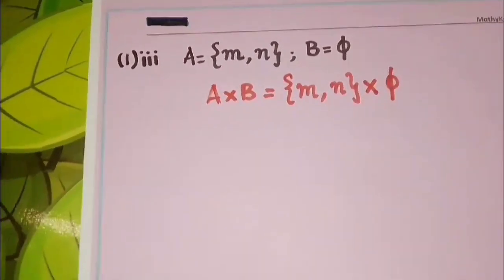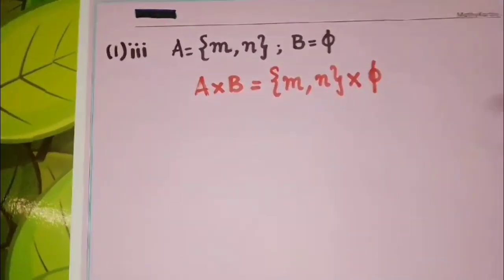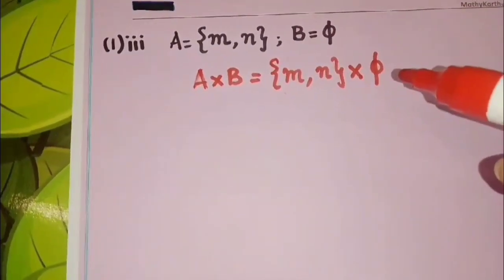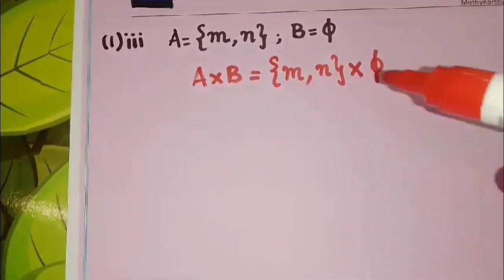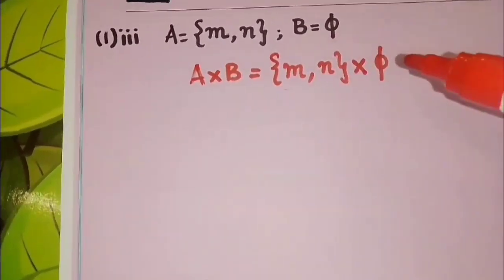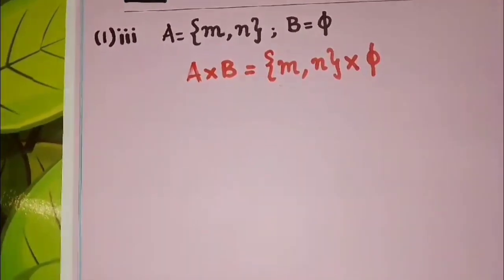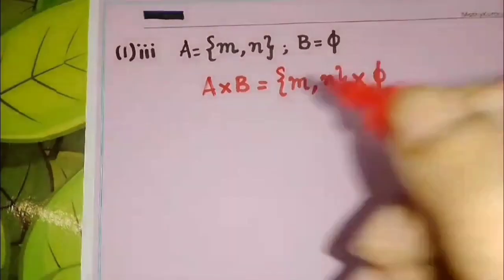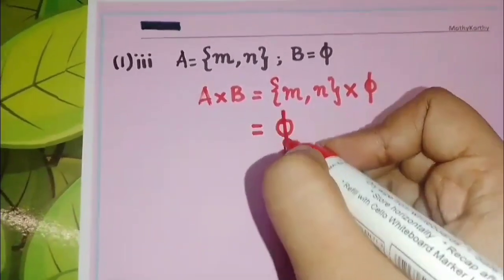See, what is actually the cross product? The set of all ordered pairs in which the first element belongs to A and the second element belongs to B. But is there any element in B with which we can pair? M will pair with what element in B? There's no element in B at all. So we can't form any pairings at all. So we can't form A cross B at all. So A cross B is nothing but an empty set all over again.